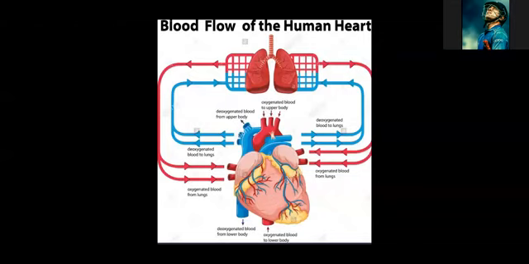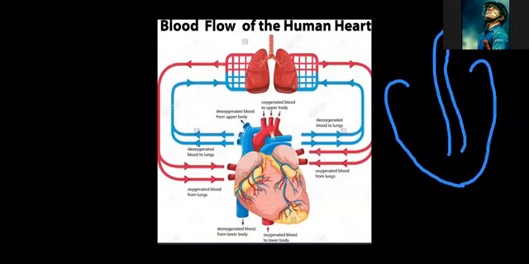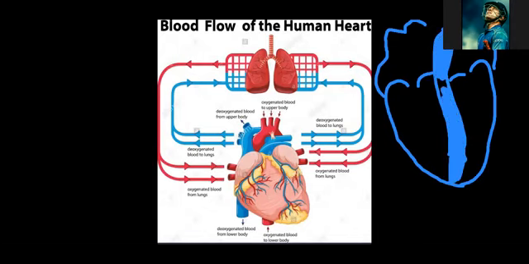So if you look at the internal structure of the heart, it is somewhat like this, children. Right? It has four separate chambers. So children, there is a separate septum for the upper chambers, and a separate septum for the lower chambers.